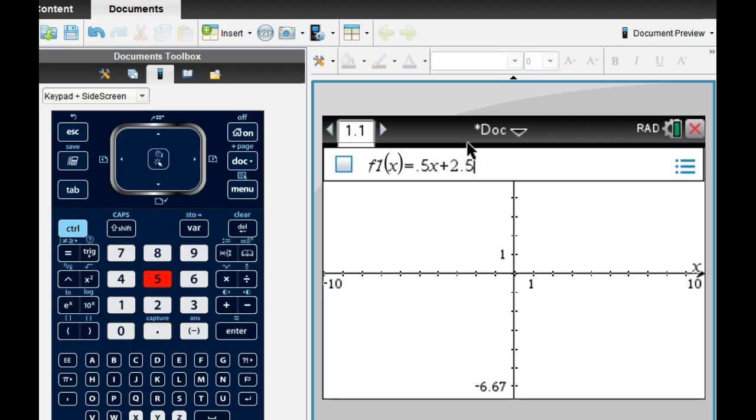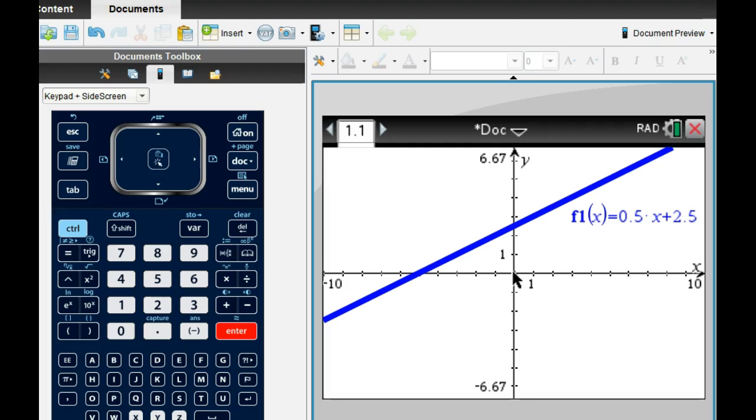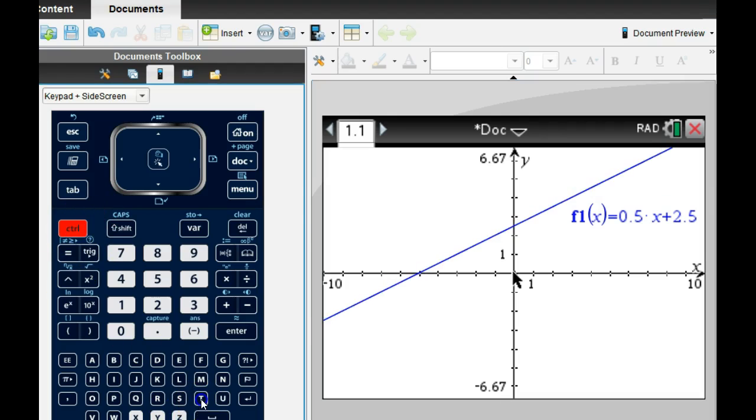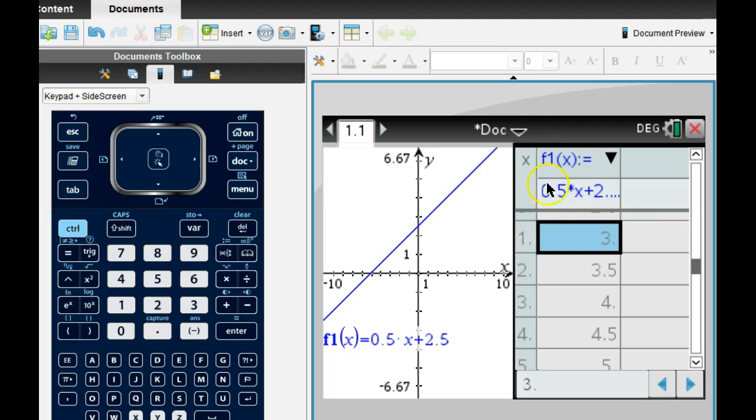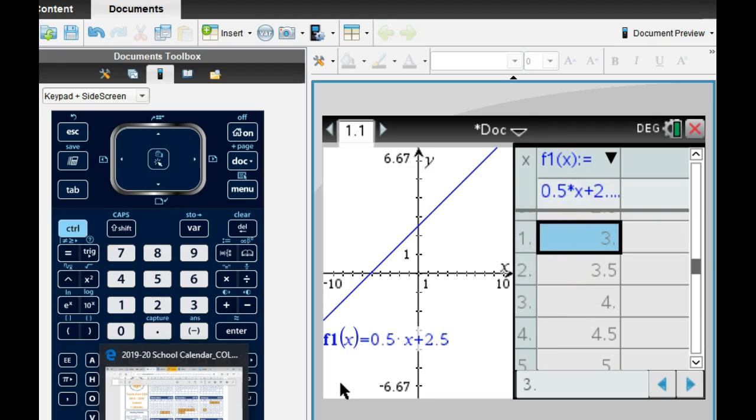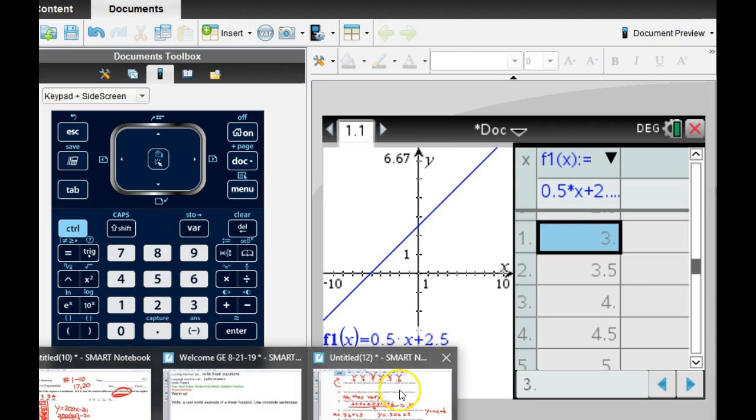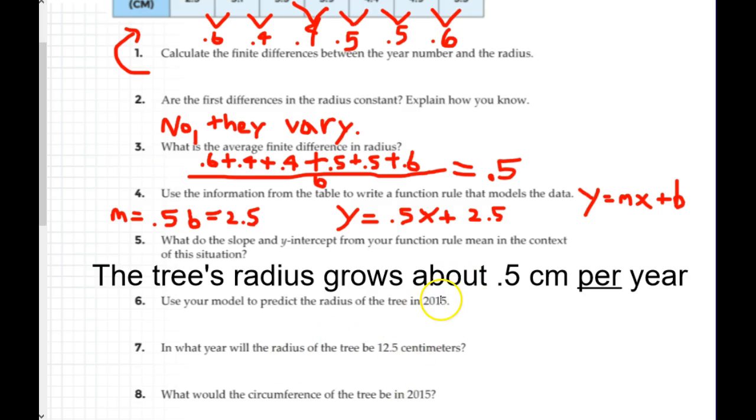Okay, I type in my equation. I'm going to hit enter, and I'm going to see my line, but what I need is a table. What buttons do I press to get a table? Control T for table, okay? So I'm going to hit Control T, and off to the side, now I have a table. X's are on the left, Y is on the right. Horses in the back. All right, so we're looking for what year?